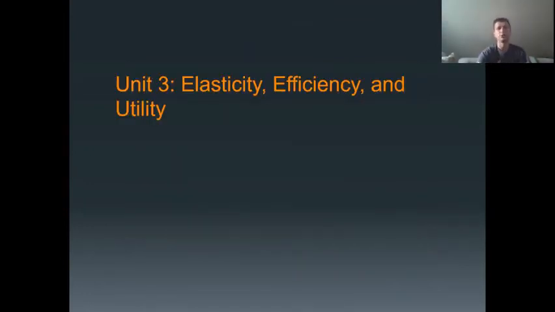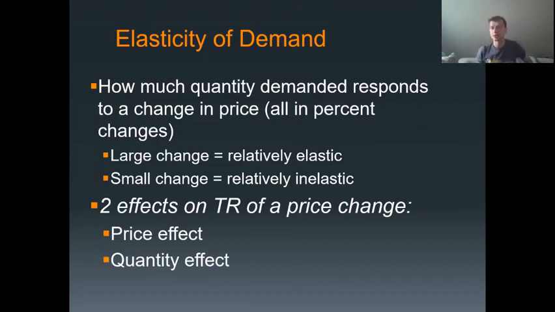Elasticity, efficiency, and utility: unit 3. So this is all things that relate to the demand curve for the most part. Efficiency gets a little bit more detail from that, but the rest are otherwise about the demand curve. The big part of this is elasticity. In its most basic sense, it is how much the quantity demanded responds to a change in price as you move along the demand curve. This is all in percent changes. That's an important thing to remember, especially when you're getting into the calculations of it. A large percent change indicates it is relatively elastic. A small percent change indicates that it's relatively inelastic.